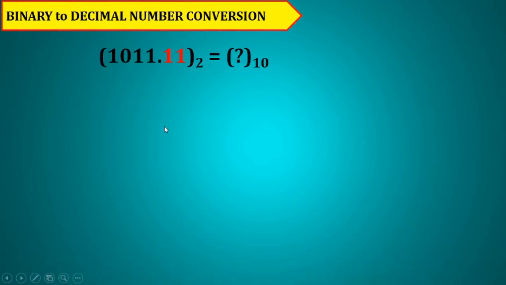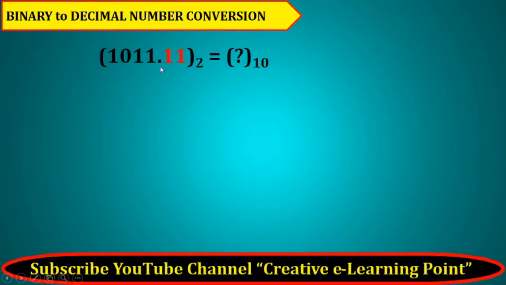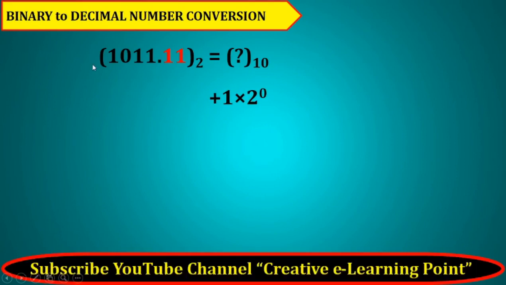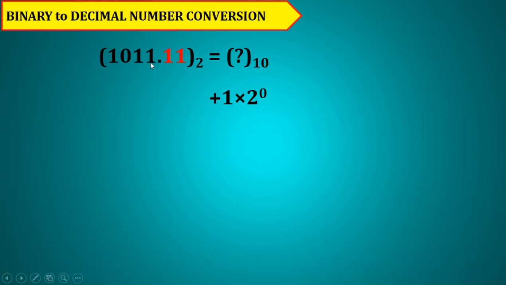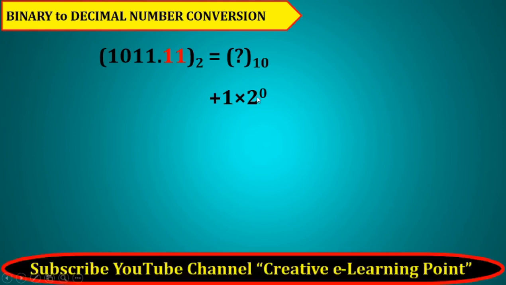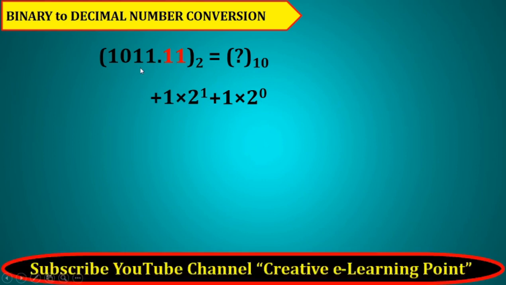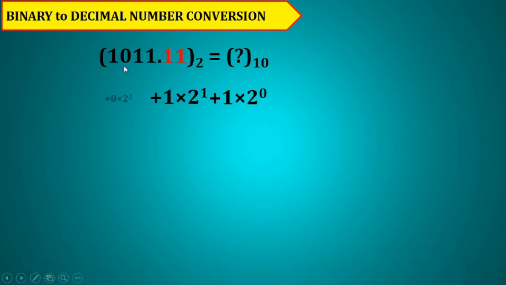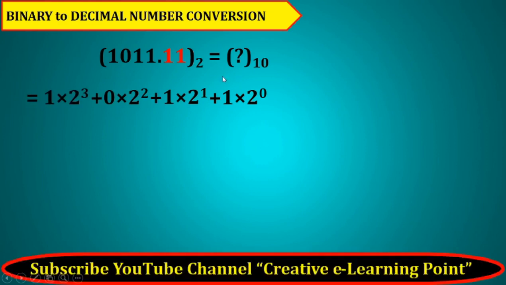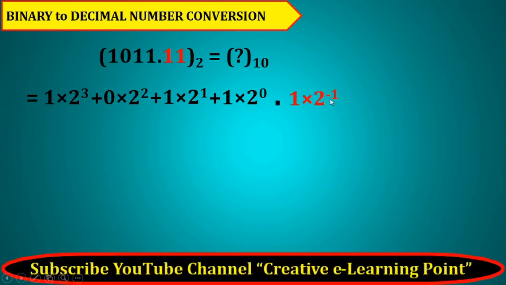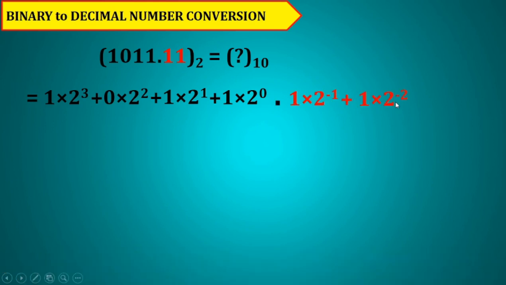Let's see another problem. In this we are going to take both an integer as well as a fraction. So first we are going to solve for the integer. This is the least significant bit and this is the most significant bit. The least significant bit is multiplied by 2 raised to 0. Next bit 2 raised to 1. Next bit 2 raised to 2. Next bit 2 raised to 3. Going towards the fraction, we get 1 into 2 raised to minus 1, 1 into 2 raised to minus 2.